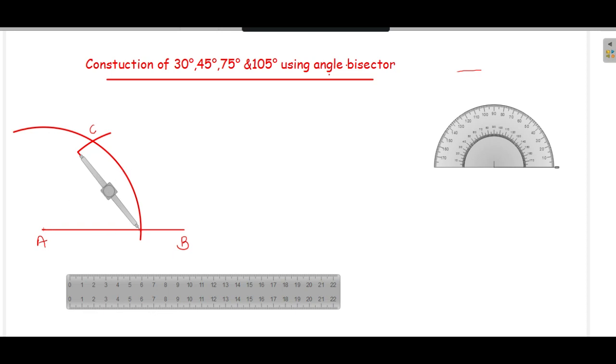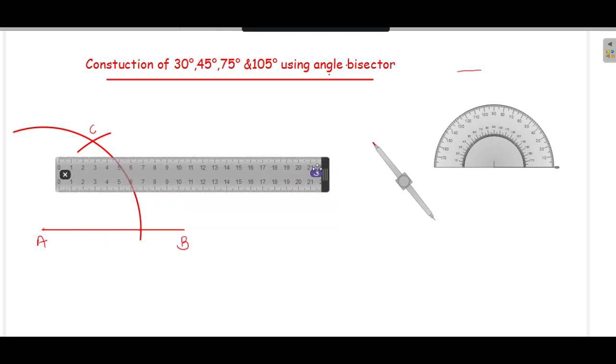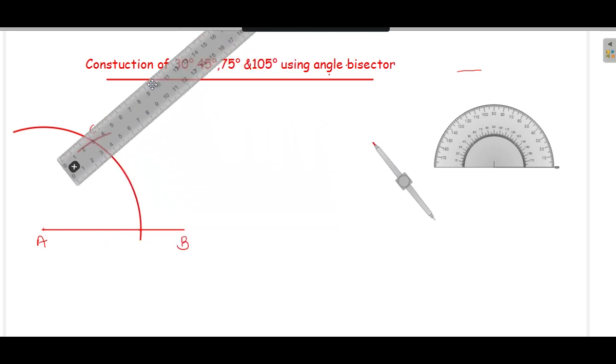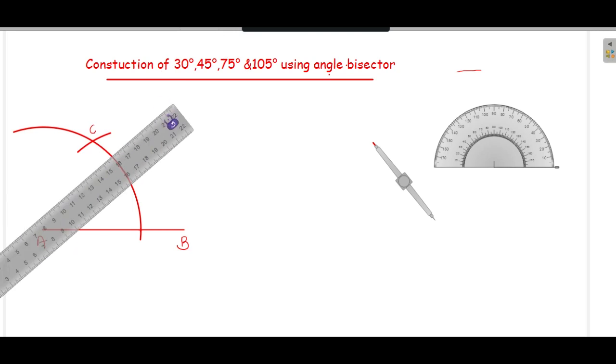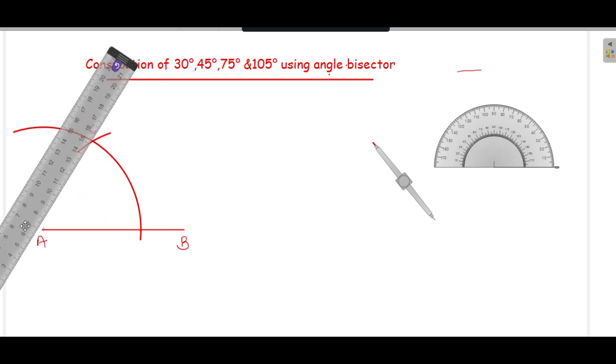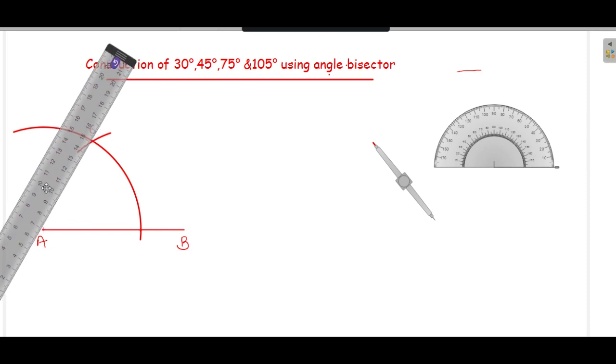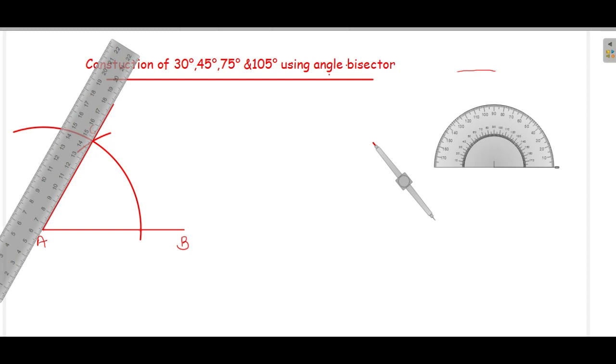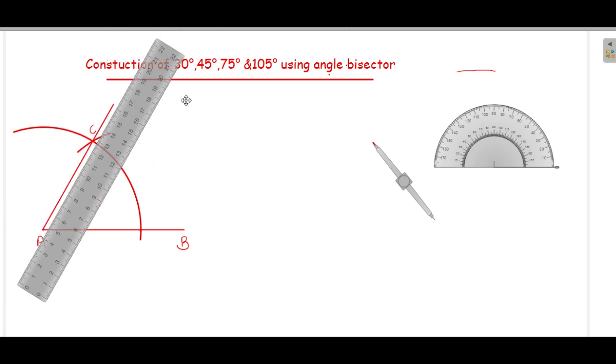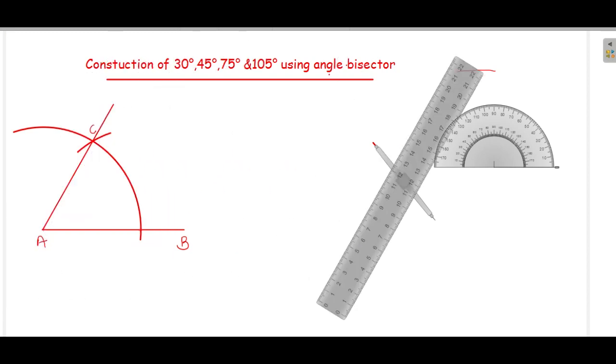Let us join that. So, we will draw a ray from A to C, which makes an angle here of 60 degrees, as you can see. So, this ray makes an angle 60 degrees with AB.